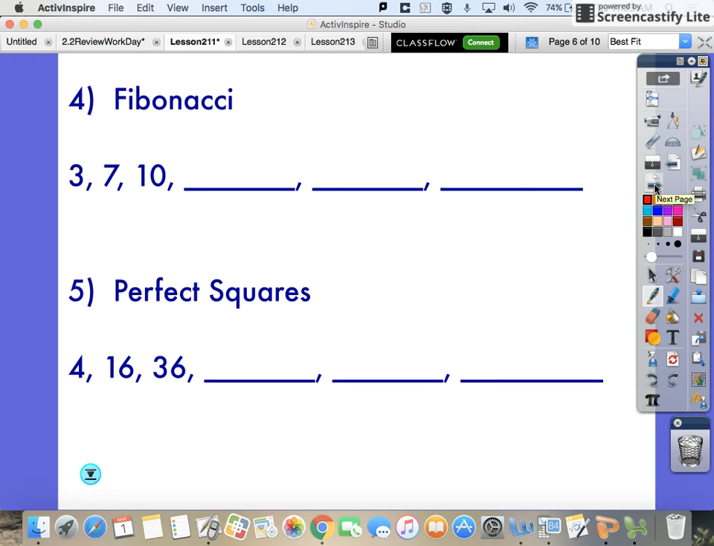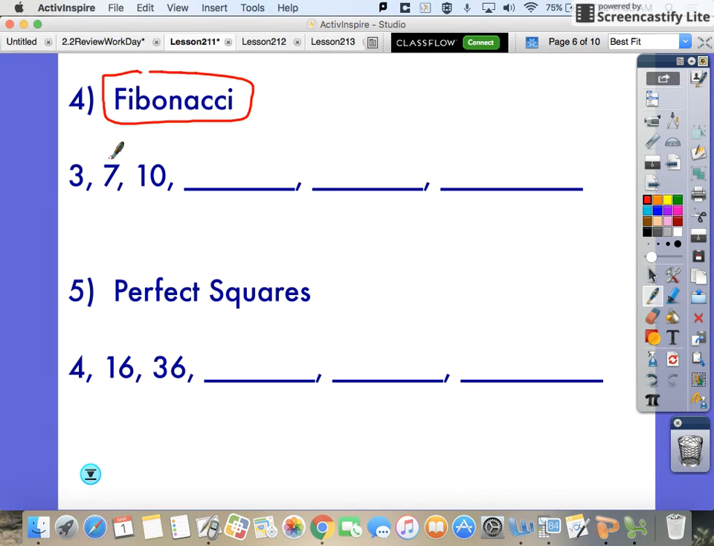Next one is called Fibonacci. So you guys can Google Fibonacci, pretty cool guy. He's an Italian. He found some weird pattern. And basically, it has to do with flowers, flower petals on flowers, and apparently rabbit population, I just found out. So lots of little things follow the Fibonacci sequence.